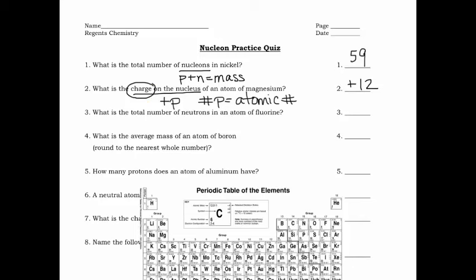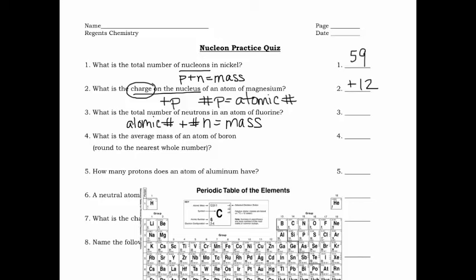All right, number 3, what is the total number of neutrons in an atom of fluorine? Well, we said that the protons plus the neutrons equals the mass. We also said that the number of protons is the atomic number. So essentially, if we take our atomic number, and we add our number of neutrons, it will give us our mass.